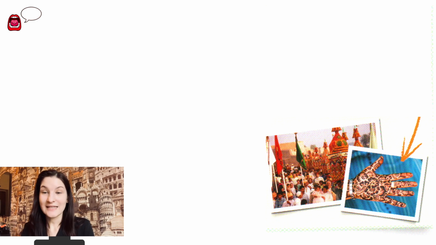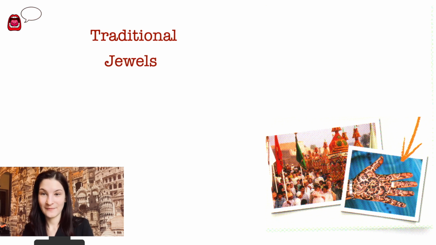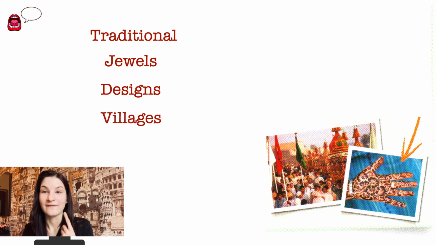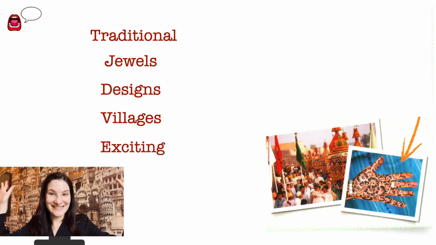Before we start reading the text, let's practice some words that might be tricky in terms of pronunciation when you say them. Word number 1, traditional. Repeat after me. Traditional. Good. Word number 2, drills. And let's say it once again. Drills. Designs. It's very similar to the Russian word. Designs. Villages. Make sure you say v like in Russian. Villages. And the last word, exciting.